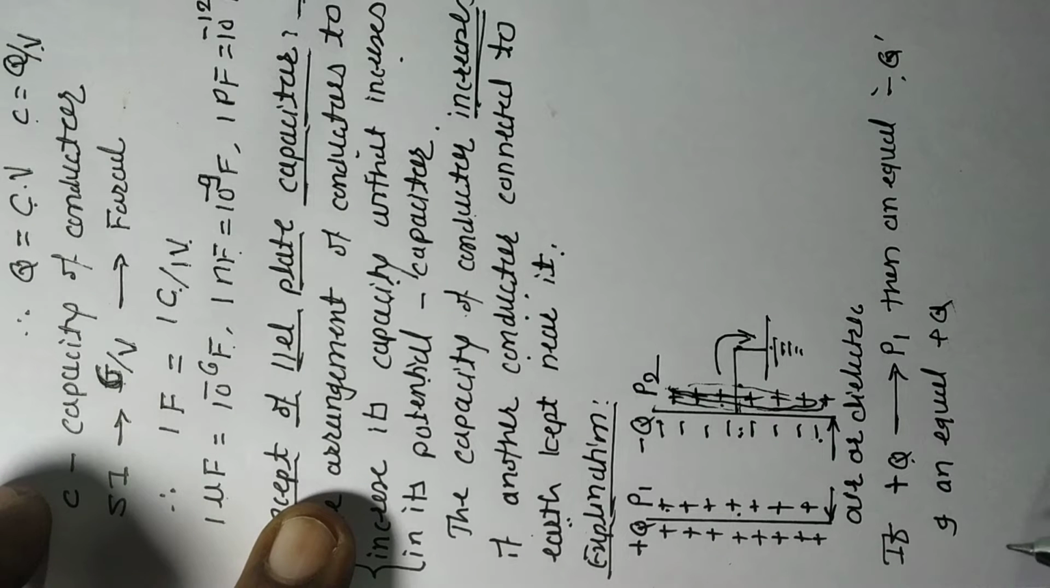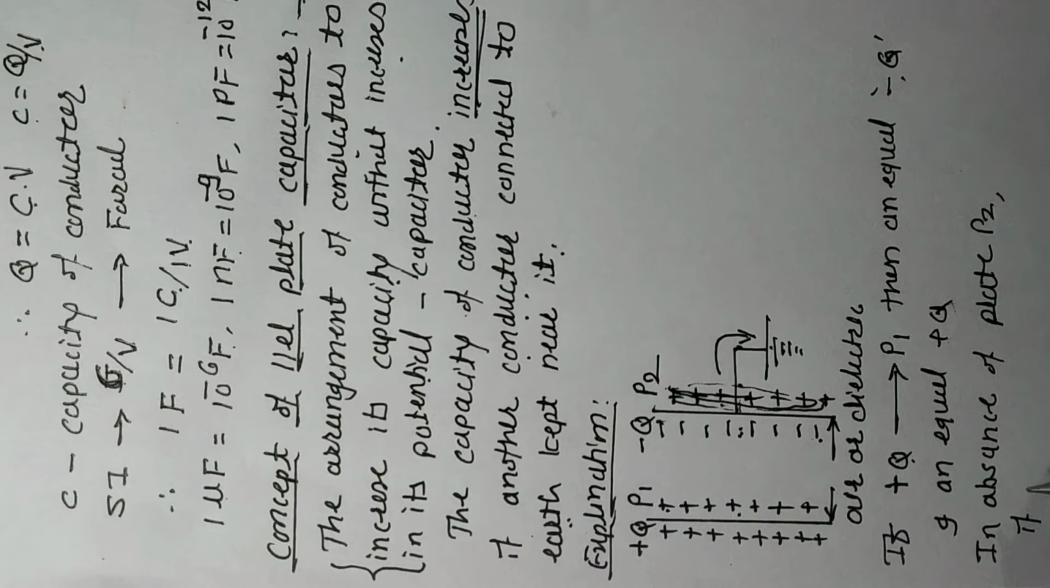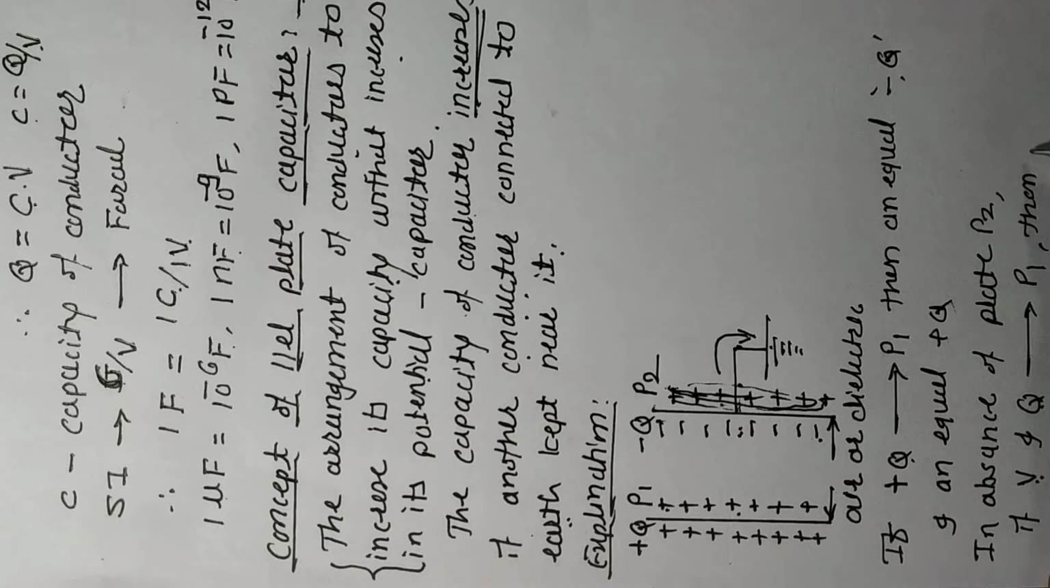In absence of plate P2, समजा ही प्लेट नसती, if phi and Q are potential and charge of plate P1, then capacity of plate P1 is given by Q divided by phi. Suppose this is equation number 1.